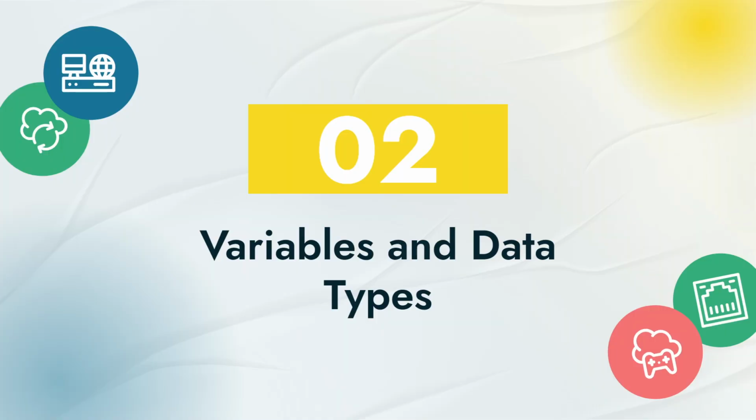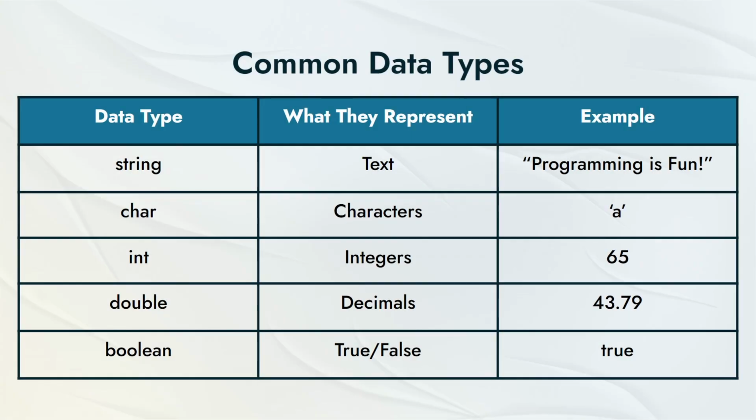The next thing we will be looking at is variables and data types. Here are the 5 most common data types in Java. We already looked at string. It is basically text, and it represents text. An example is "programming is fun." That is text, and it is enclosed in double quotes.